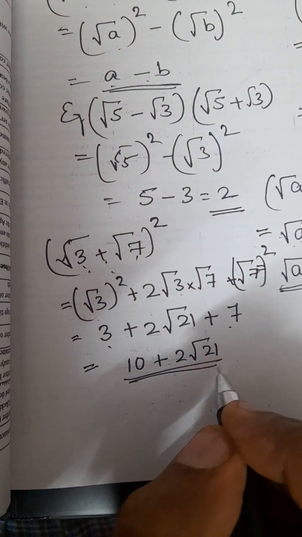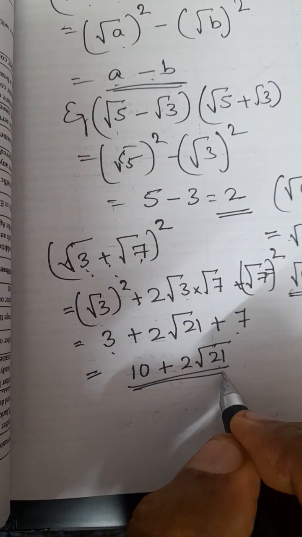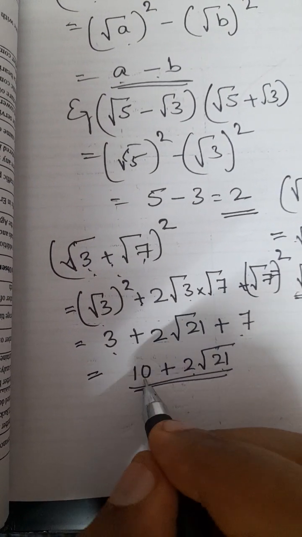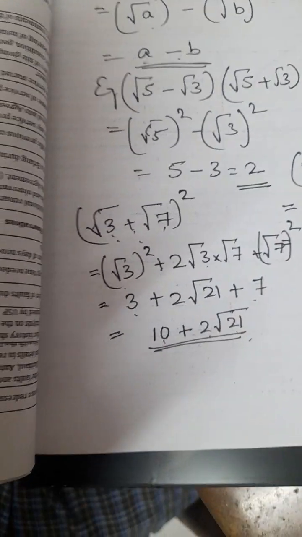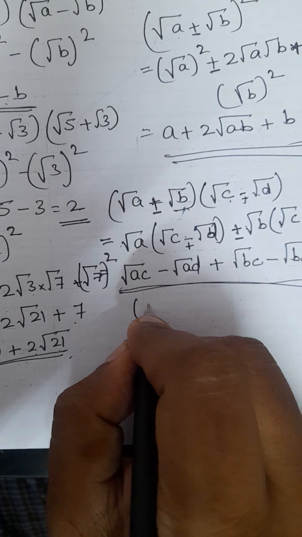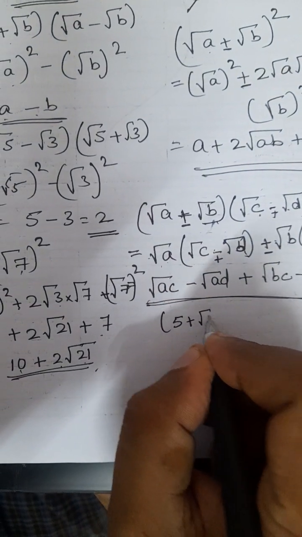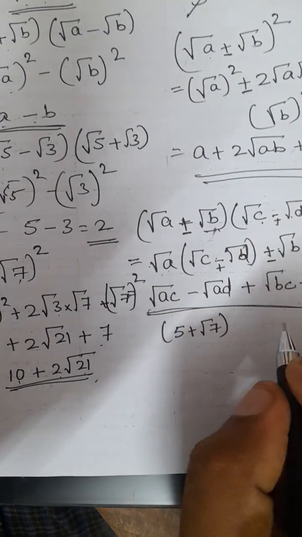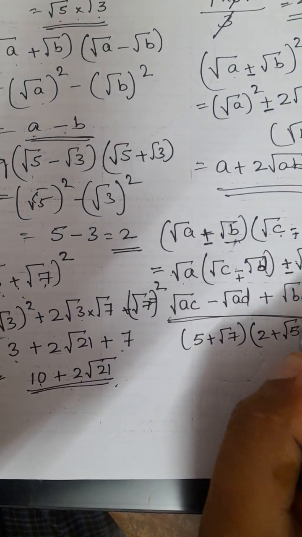You can do it even in decimal form. Yes, you get a square root of 21 in decimal form, multiply it by 2, and then you get a number. Or else you can stop it here itself. Okay. Now let us see another sum. You have 5 plus root 7 and 2 plus root 5.